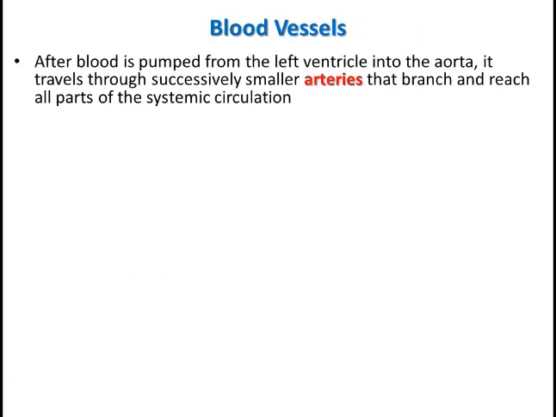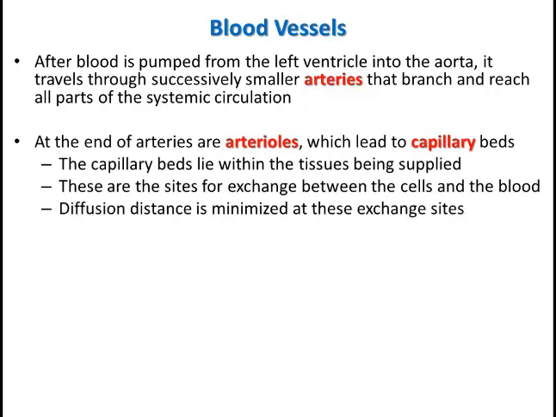Okay. So let's start then by just doing a quick walkthrough of what are the vessels in the systemic circulation and what is the pathway from the left ventricle specifically, back to the right atrium. So if we start in the left ventricle, again talking systemic circulation only, that blood is pumped into the aorta and travels through successively smaller arteries that branch and reach all parts of the systemic circulation. And we'll talk in a second just how extensive that branching is. Okay? At the end of the arteries are vessels called arterioles, which lead ultimately to capillaries that form capillary beds.